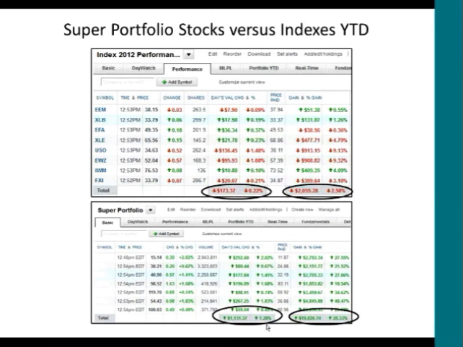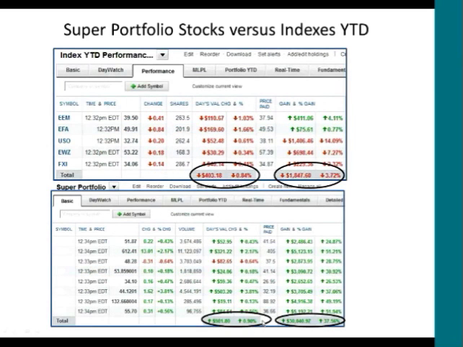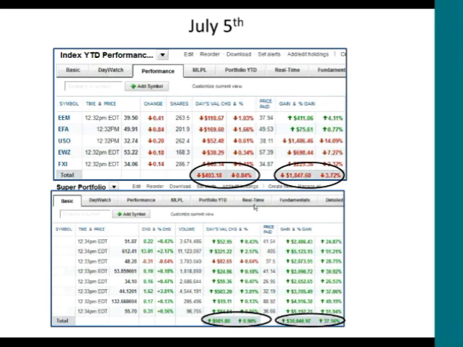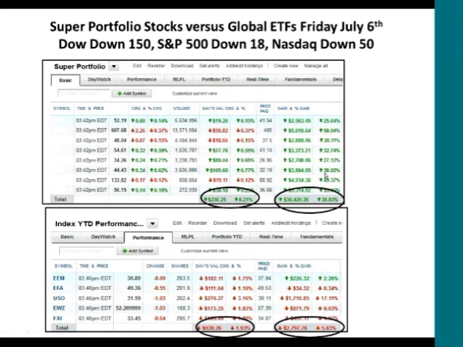And here's another snapshot. The index is down 0.2% for the day. Super portfolio up 1.28%. And here's a more recent one. This was July 5th, and you can see the index is down 0.84%. At the same time, the super portfolio is up 0.9% that day, and it was up 37% for the year, whereas the indexes were actually down for the year. And here's another interesting one.